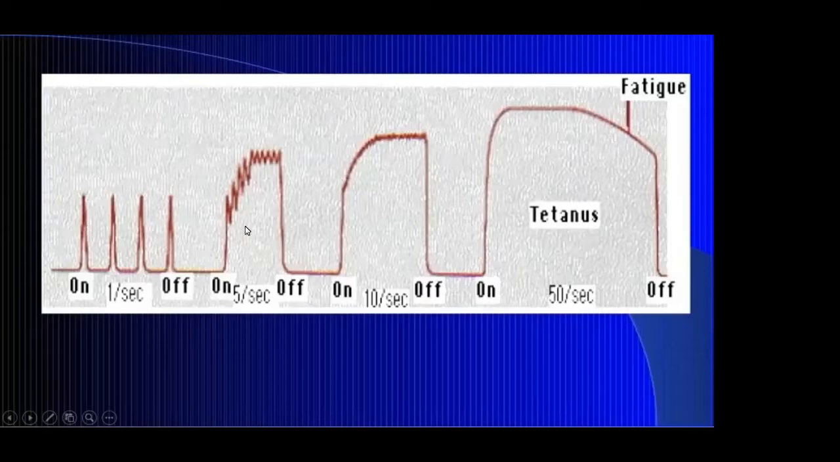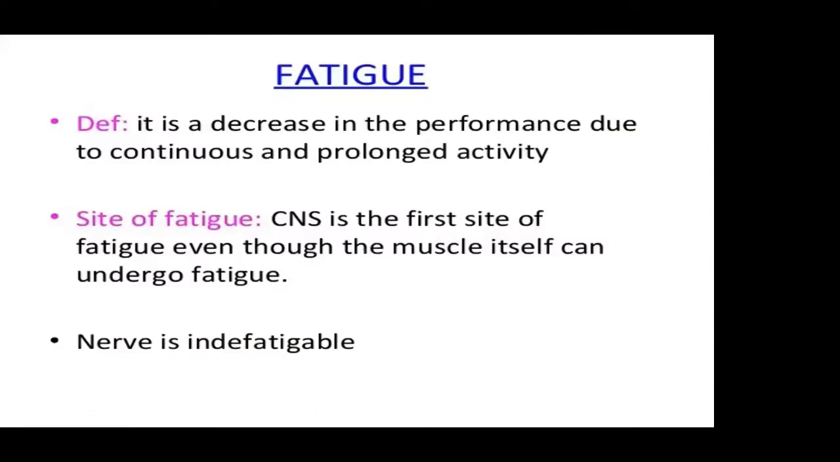Here, say it was 1 per second. Here you have increased the frequency of stimulation to 5 per second. Here you have increased the frequency to 10 per second. Here you have increased the frequency to 50 per second. With that, the muscle is getting tetanized.